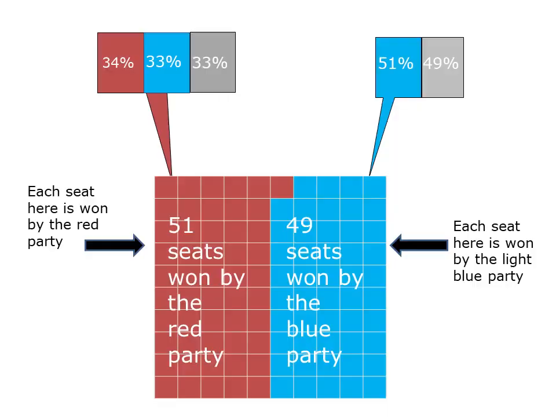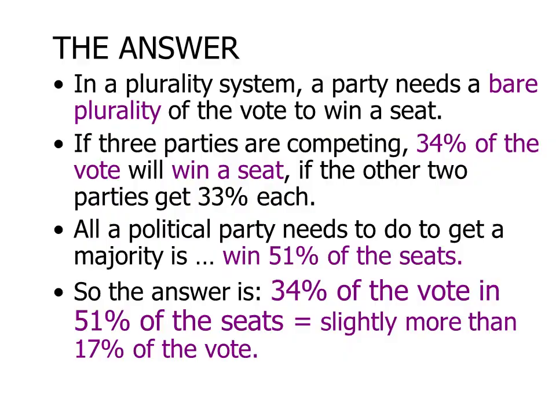So let's go through the answer. And this is a series of logical statements that summarizes the argument so far. In a plurality system, a party needs to have a bare plurality of the vote to win a seat. That's the logic of the plurality electoral system. If three parties are competing, as we saw before, 34% of the vote will win you that seat, if the other two parties get precisely 33%, or roughly 33% each. So, logically, all a party needs to do to get a majority in a legislature is to win 51% of the seats. That's obvious. And so the answer, given that this distribution of the vote is 34% of the vote in 51% of the seats, is slightly more than 17% of the vote. It's an artificial example, but it illustrates the logic of a plurality electoral system.